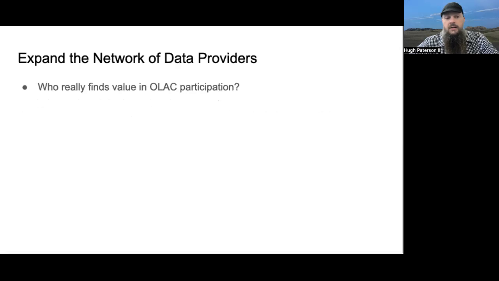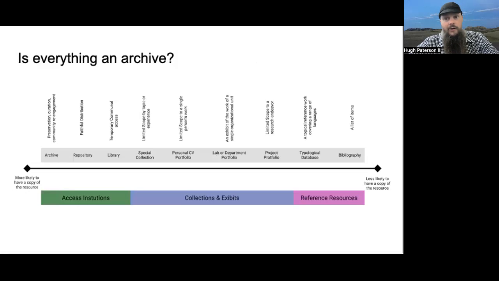So I want to then look and say, okay, if we really want OLAC to thrive and be well understood by specialists and community members, where it becomes a reasonable gateway access point to resources, then we need to really think about expanding the network of data providers. I think Bird and Simons together said there are 62, 63 data providers currently, and they call them all archives. And I ask a critical question here: is everything an archive?